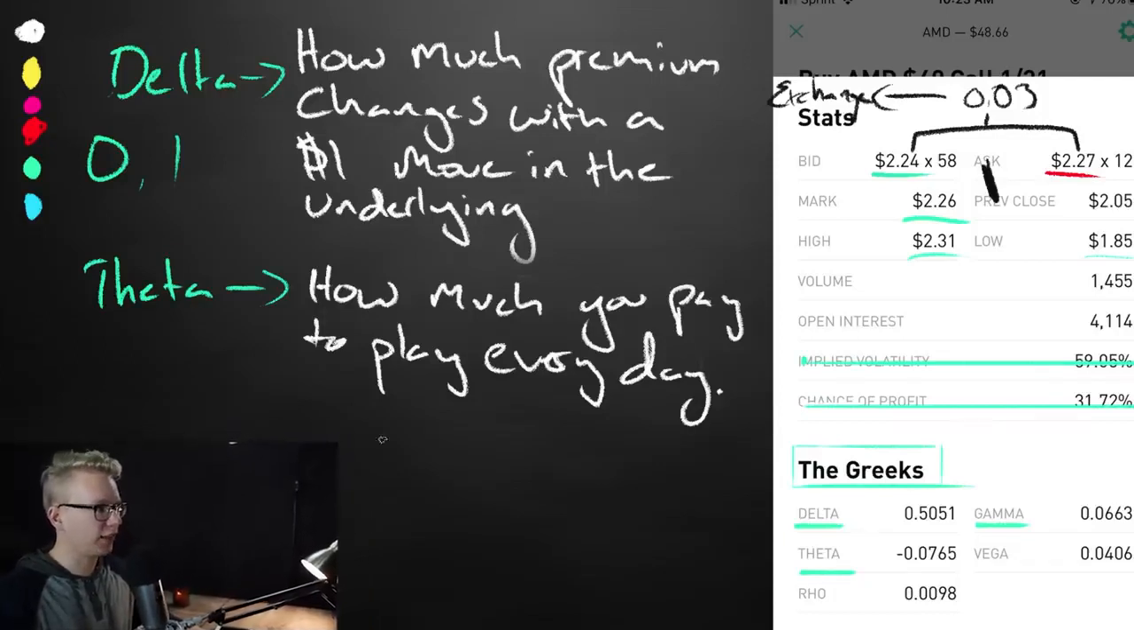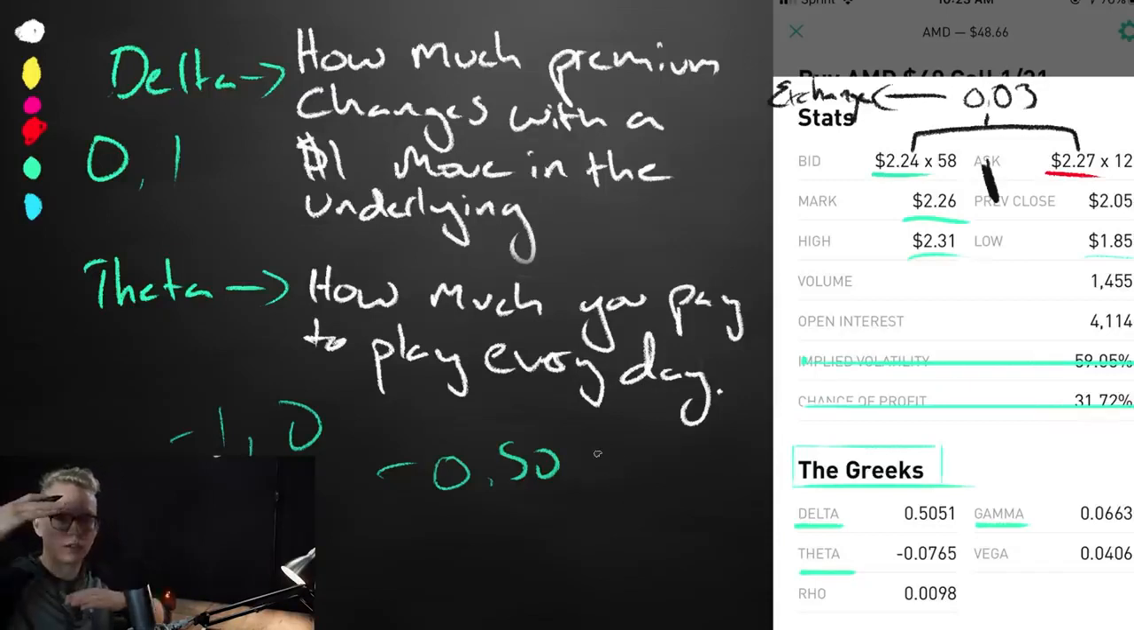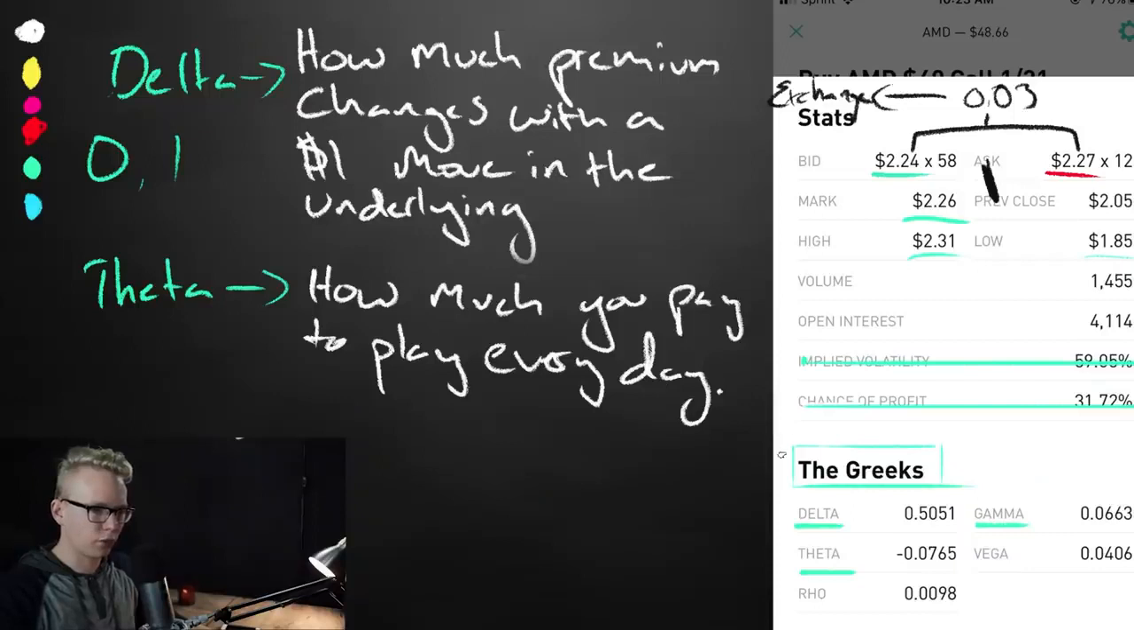With puts, you'll see that it's going to be between -1 and 0 because with puts, you're betting on the stock going down. So when you're betting on the stock going down, it's negatively correlated. If delta is -0.5 for a put, that means if the stock goes down, you are going to make $50. If the stock goes up, you are going to lose $50. So they're inversely correlated, negatively correlated. But we'll touch on puts more in a minute. Once you get calls down, puts is easy, I promise you.